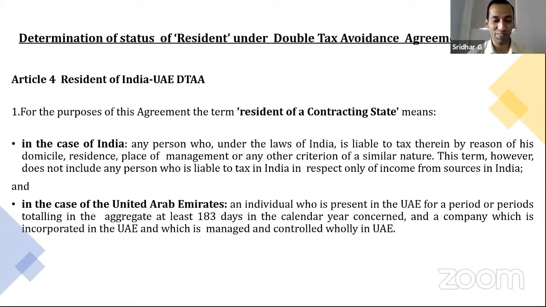So please continue. Yeah. So in case of UAE, any individual who is present in UAE for a period exceeding 183 days in a calendar year shall be considered as a resident in UAE. And for a company, if that company is incorporated in UAE or it is managed or controlled wholly from UAE, in that case, that company becomes resident of UAE.